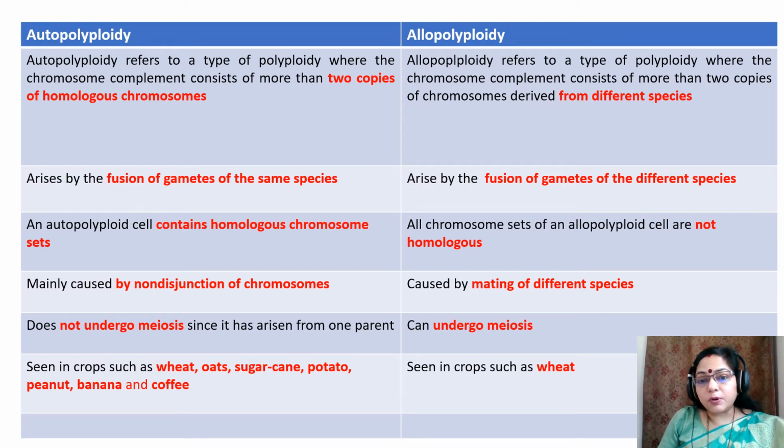Allopolyploidy refers to the type of polyploid where the chromosome complement consists of more than two copies of chromosomes derived from different species. It arises by fusion of gametes of different species. All the chromosome sets of the allopolyploid are not homologous. It is caused by mating of different species. It can undergo meiosis and it is seen in crops such as wheat.